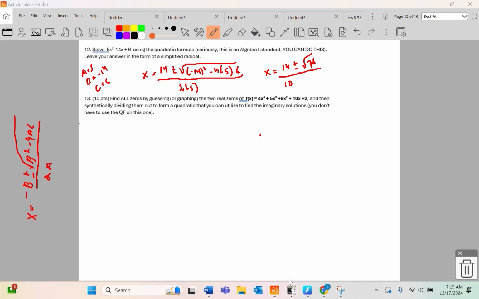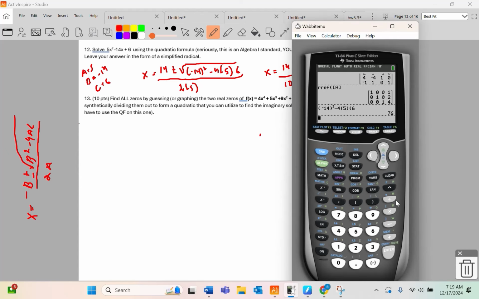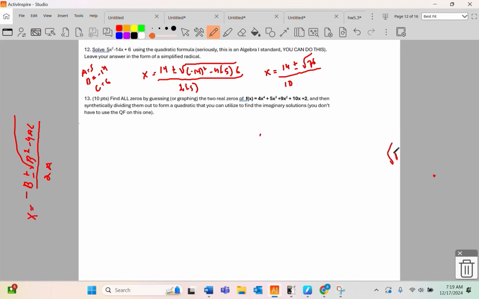Now 76 is divisible by 4. I know you don't believe me, but maybe you'll pull up the calculator. So, aha, told you. Root 76 is root 4 times root 19, so 2 root 19. So we have x equals 14 over 10 plus or minus 2 root 19 over 10. 14 over 10 is going to be 7/5. 2 over 10 is going to be something over 5 as well, root 19 over 5.